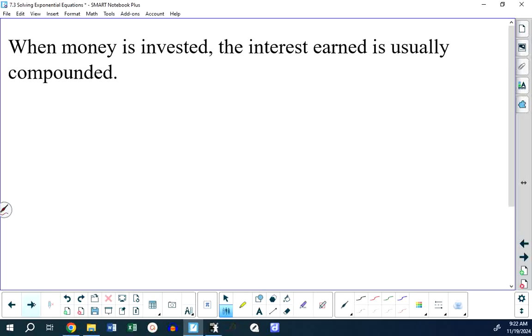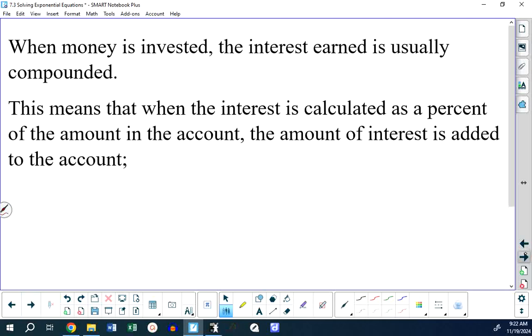You with me? The next time they calculate interest, they're going to find 2% of 1,020. So since you're finding a percentage of the amount that's currently there, your investment is continually being multiplied by some number, which means it's exponential. Okay? We need to become familiar with certain words like compounded monthly, compounded quarterly, compounded semi-annually, compounded annually. That's what this set of examples is going to teach us.